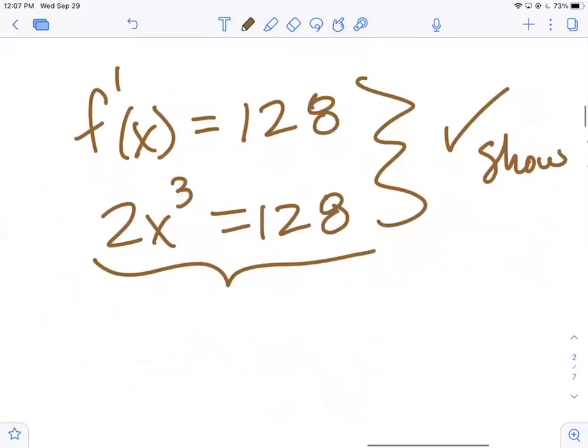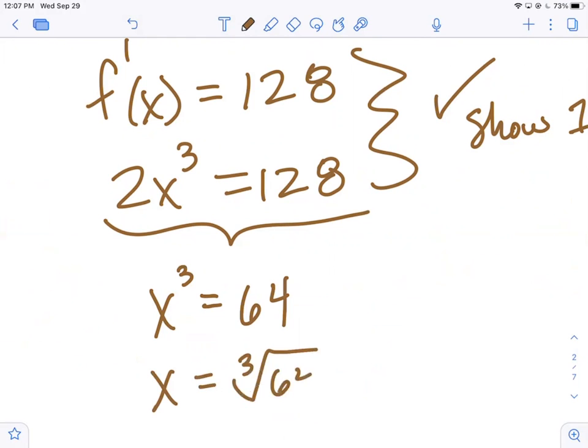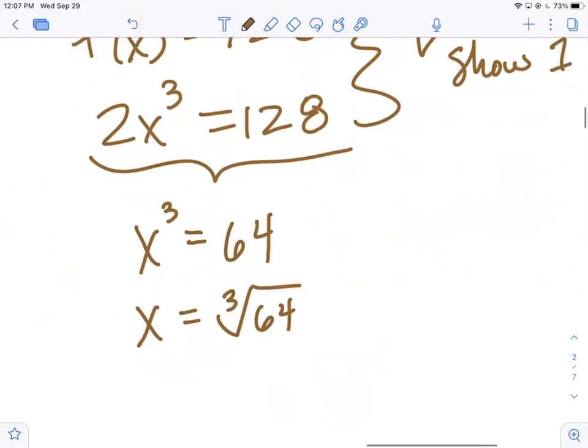All right, so now we'll solve algebraically. Divide through by 2. Half of 128 is 64. And now I take the cube root of both sides, which is the cube root of 64. On a free response, are we done? Yeah. On a multiple choice, it's probably not going to be an answer because is 64 a perfect cube?